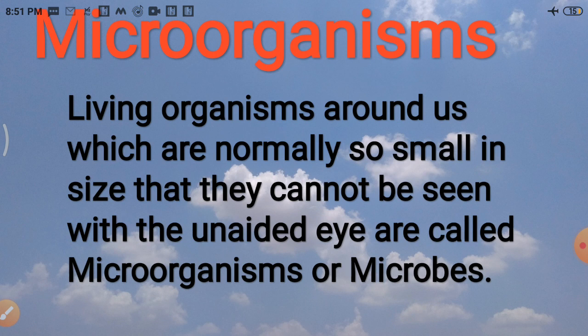For example, we can observe during the rainy season that moist bread gets spoiled and its surface gets covered with greyish white patches. If we observe these patches through a magnifying glass, we will see tiny black rounded structures. These structures are actually fungus, and fungus are microorganisms.